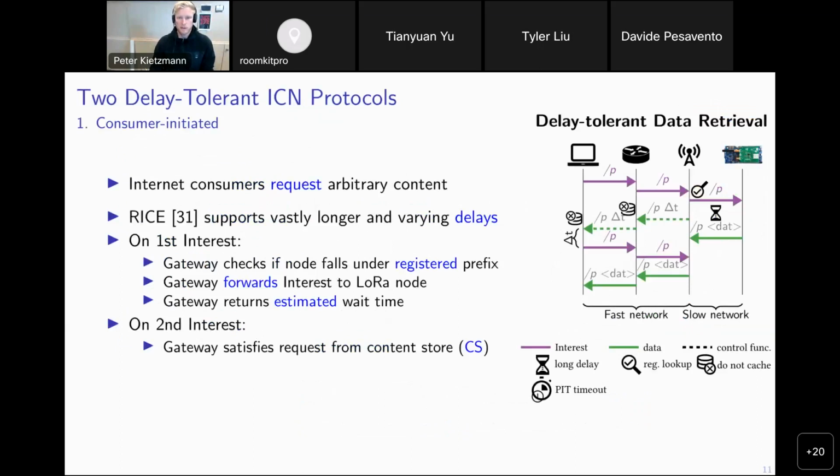So we include two delay-tolerant ICN protocols in our work. The first one is consumer-initiated. We call it delay-tolerant data retrieval. Thereby, an internet consumer can request content from LoRa nodes.